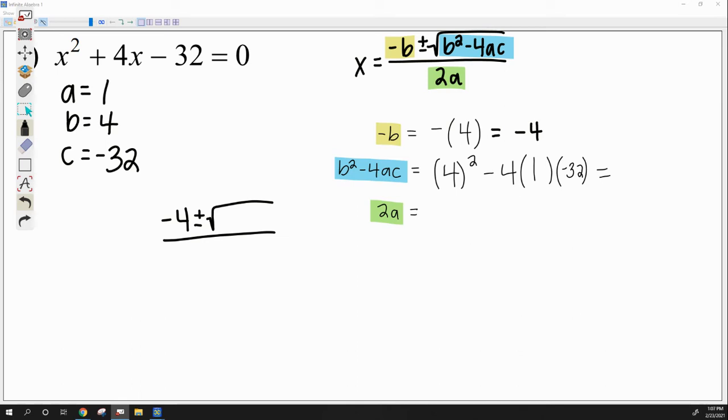See what you get. That's called your discriminant. What'd you get? 144. 144 goes in your square root. And then the last thing we need is our denominator, 2a. What is a? 1. So what's 2 times 1? 2.